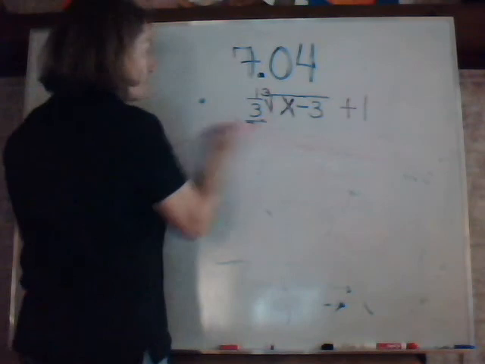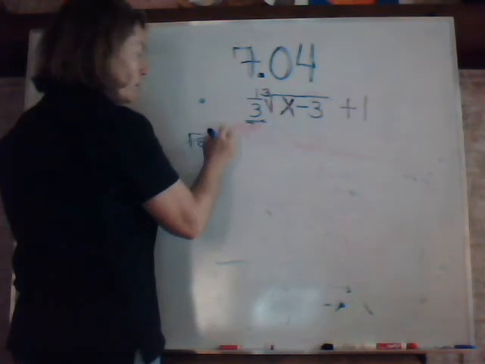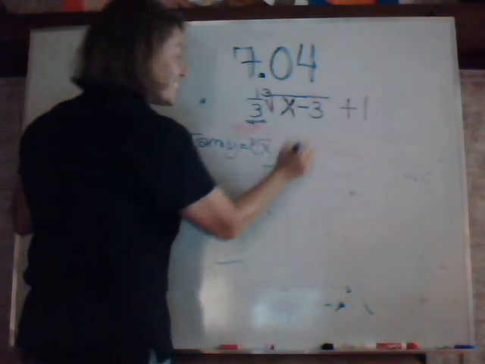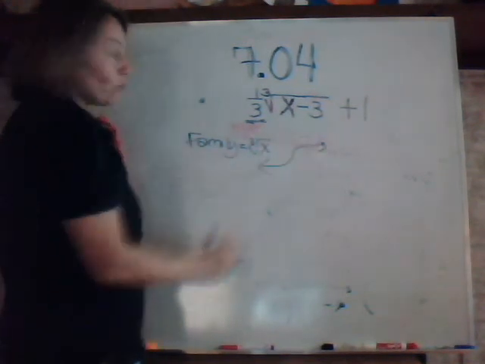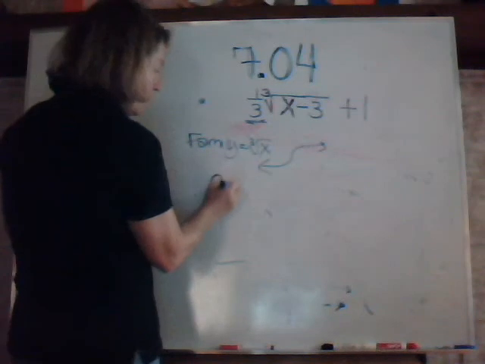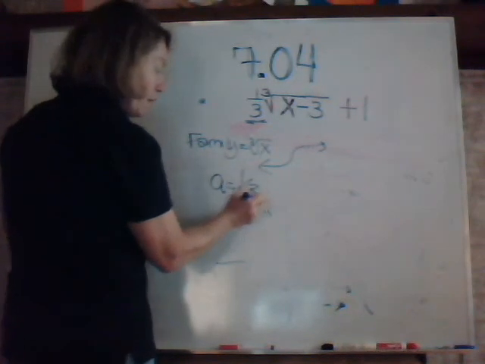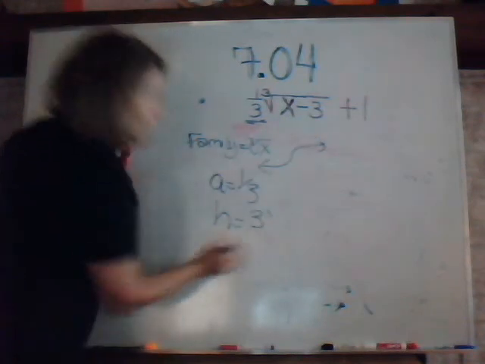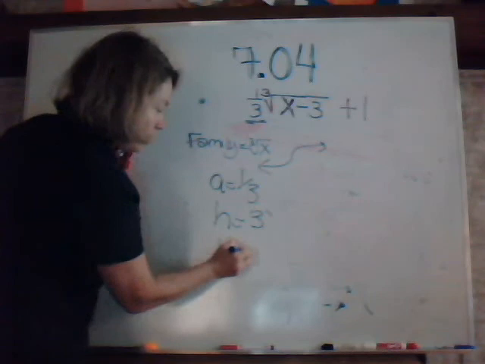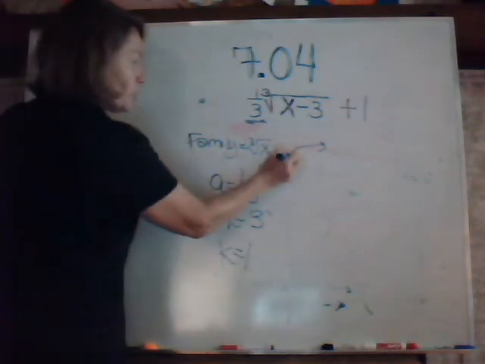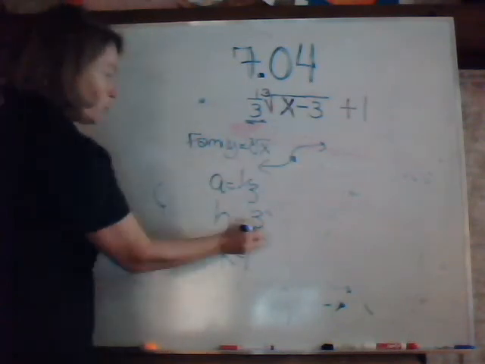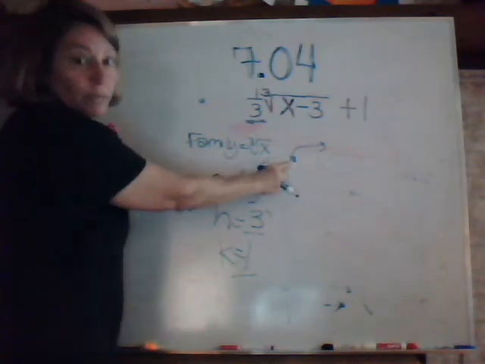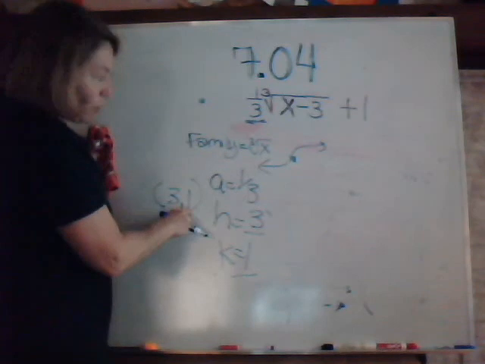We have the 1/3. Well, let's start at the beginning. Family. Which family is this? This is the cube root family, or the snake. Okay? It's the snake through the grass. The A is 1/3. The H is positive 3, and the K is 1. So what was at the origin is going to shift to H, K, or 3, 1. So this new spot, instead of being 0, 0, that's going to change to 3, 1.